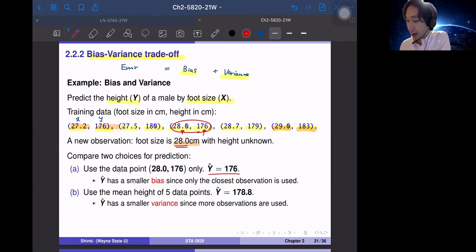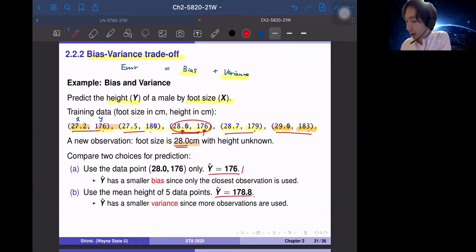That is one way to predict the height of the new person. Another way is, okay, one observation is not reliable enough to make a prediction. So we take the average of these 5 observations, then this y hat is more reliable. The average of 176, 180, 176, 179, and 183 is 178.8. So in this way of thinking, the y hat is 178.8. Which is better? It depends on the situation.